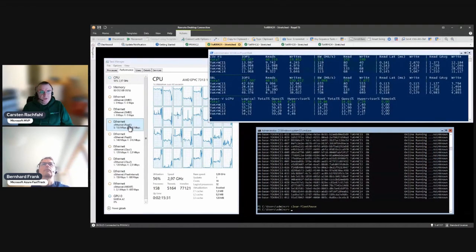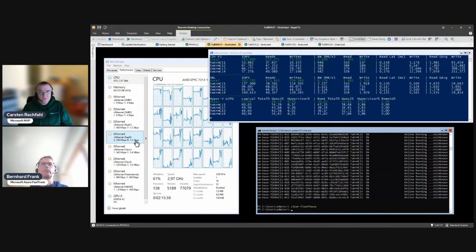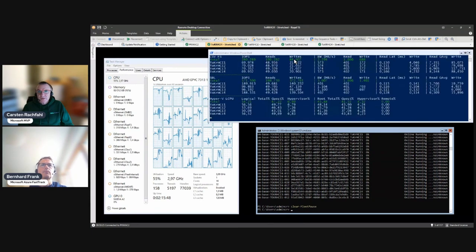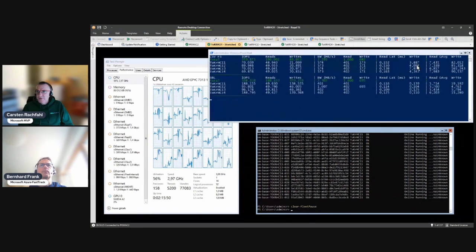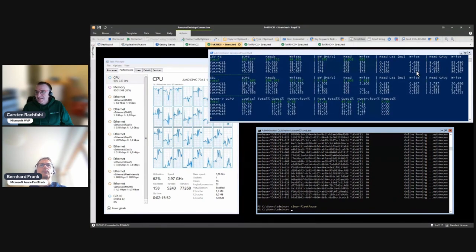And we can also have a look here at the replication. It's picking up again, you see? 1 gig, 1.2, 1.3, 1.4. So we have 280, 84,000 write IOPS. Yeah. It's on its best behavior.